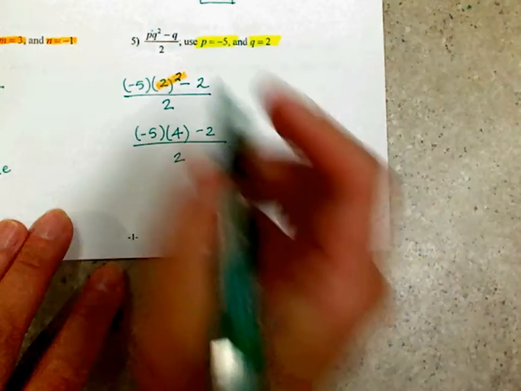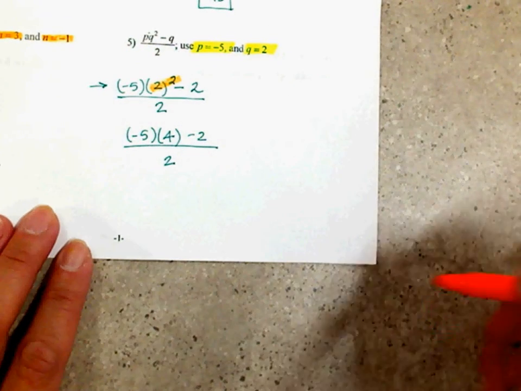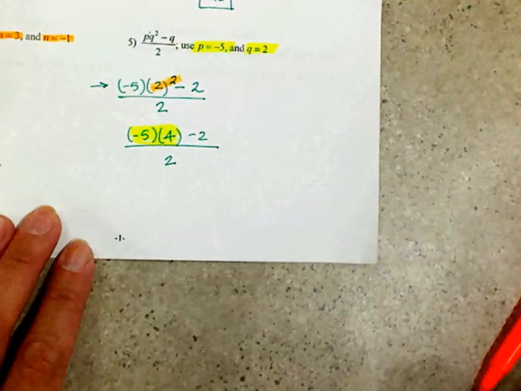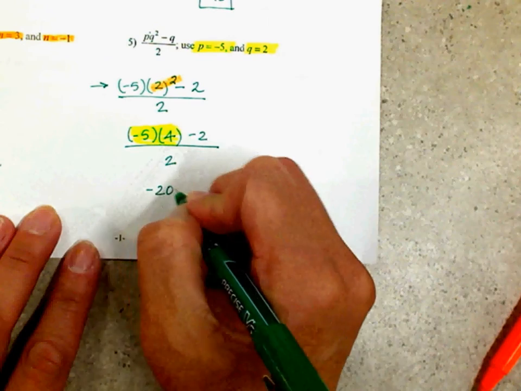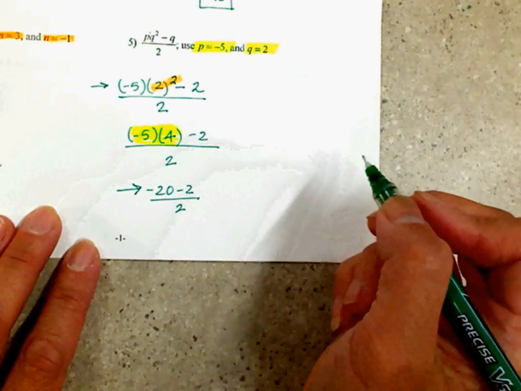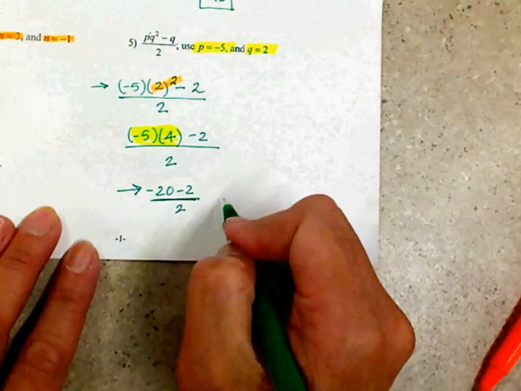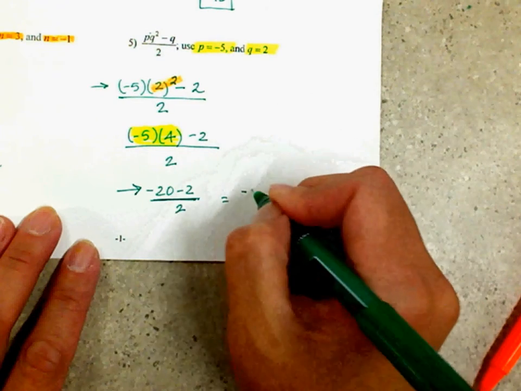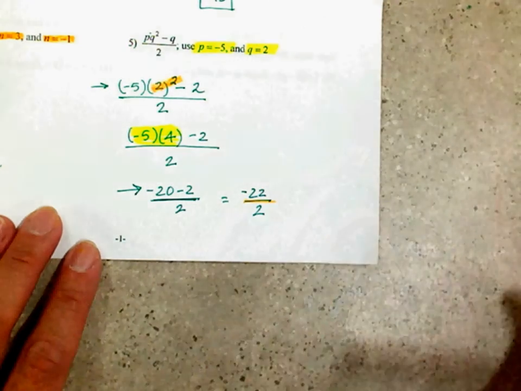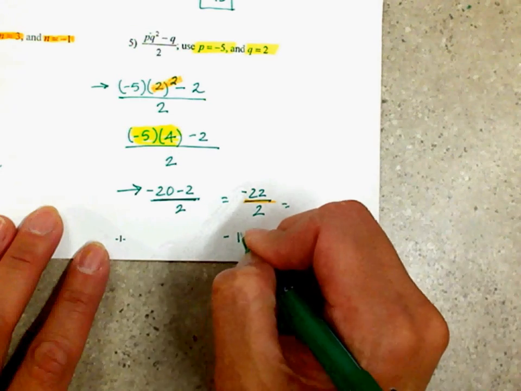Work everything at the top first. Next step, you are going to multiply, because multiplication comes before adding and subtracting. Negative 5 times 4 is negative 20. Bring down your 2 divided by 2. Remember, work the top first and then the bottom next, okay? Before you divide by this line. Negative 20 minus 2 is negative 22 divided by 2. And now you can divide. Negative 22 divided by 2 is negative 11. And there's your final answer.